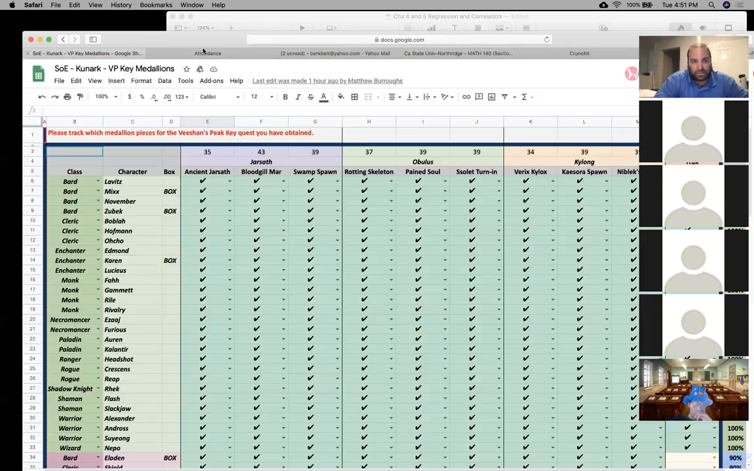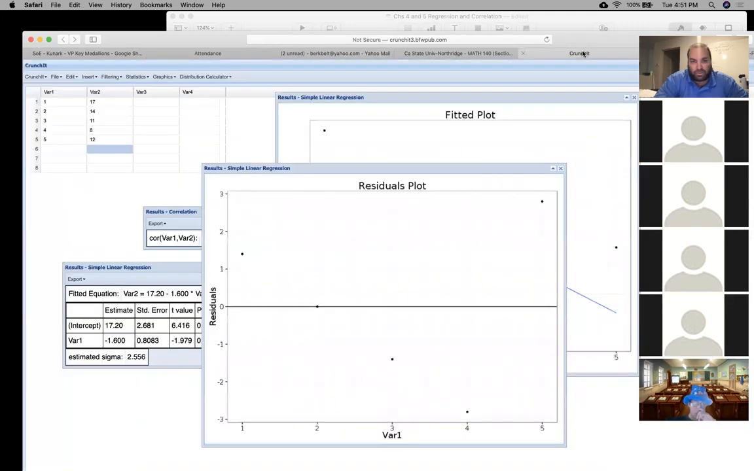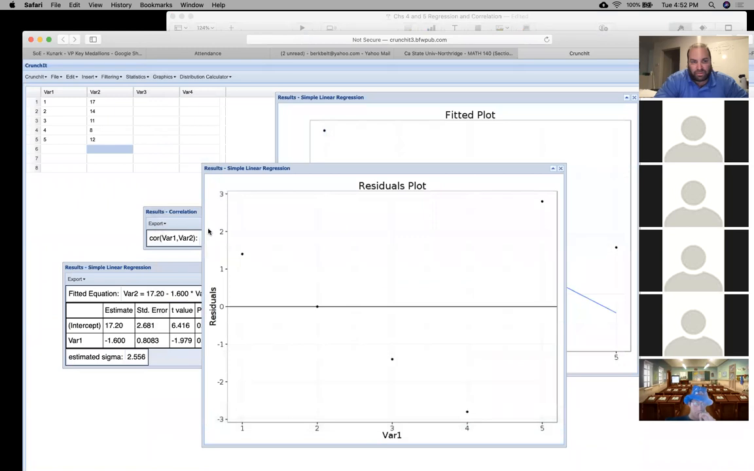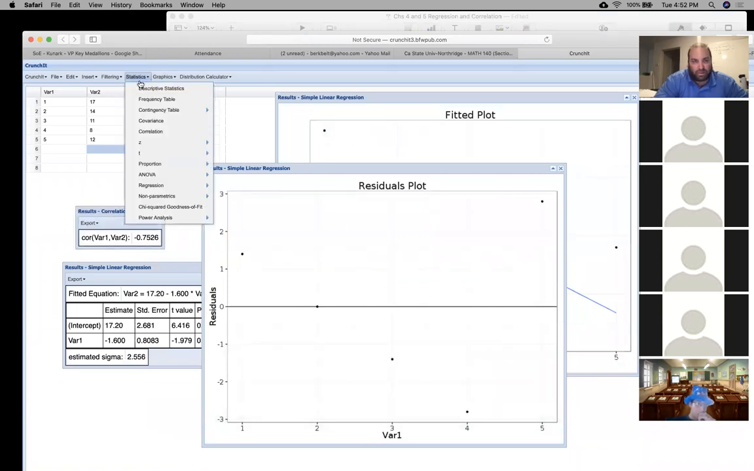But you guys, where am I going here? Crunchit, there we go. So here, this is Crunchit. It has these things that we're not ready for yet. So let's not worry about those, but it can certainly give you the linear regression line. That's what it does right here. And it gives you your R value. That's what this is right here, this correlation. And it does not give you the R squared value.